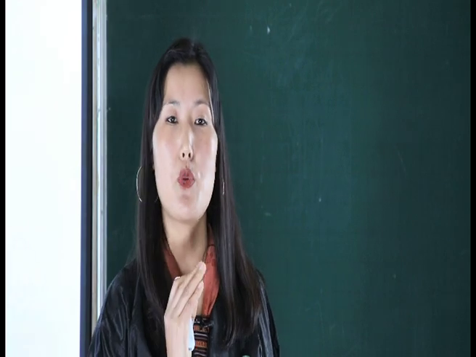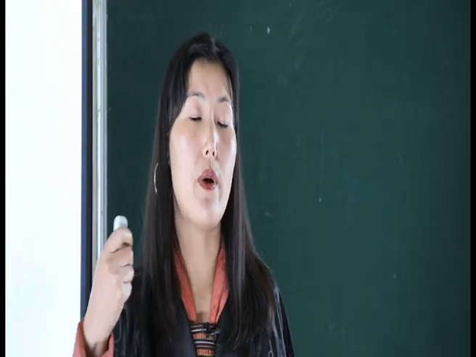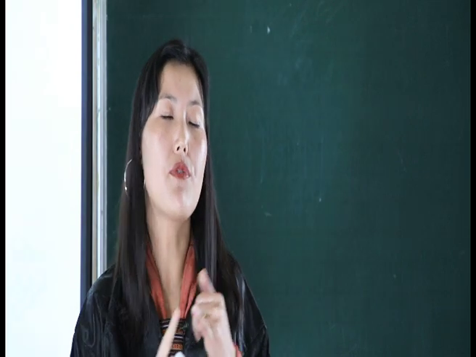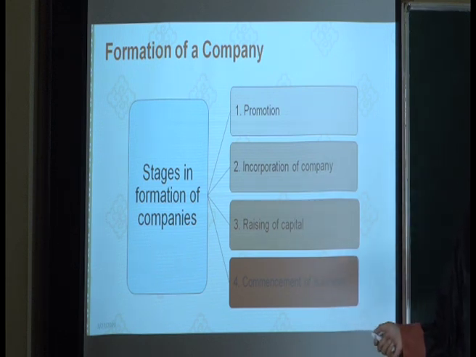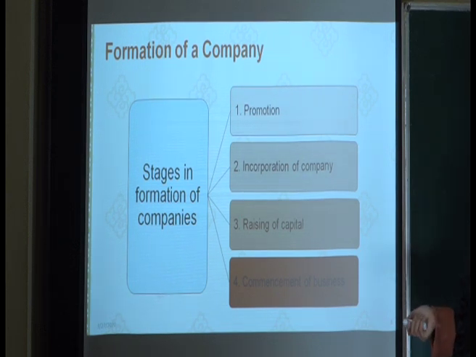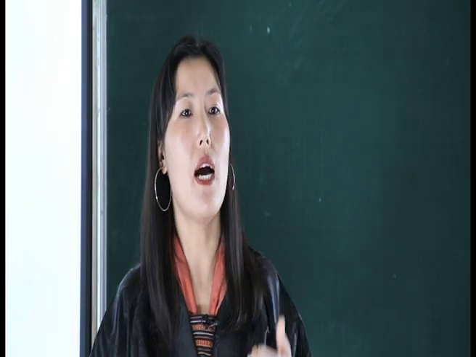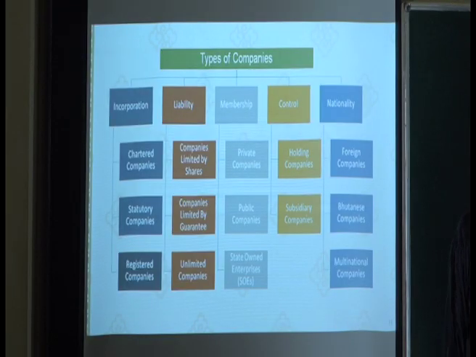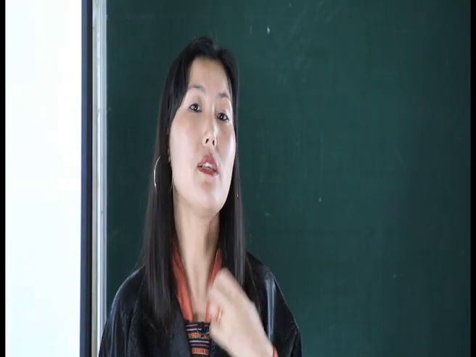With this, I am done with today's lesson. But before I give you an activity to explore yourself, let me recollect whatever we have learned today. Firstly, I gave you the meaning of company. Do you all remember? Then I talked about formation of company and its steps: first promotion, then incorporation, then raising of capital, and finally commencement of business. Then we went through types of companies: based on incorporation, liabilities, membership, control, and nationality. These are the things that we discussed today.